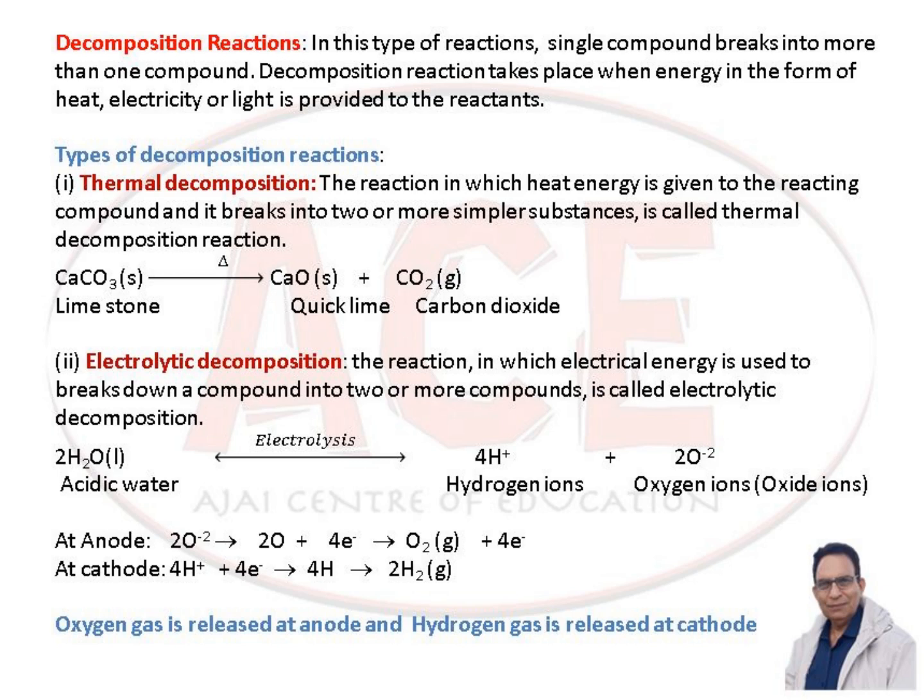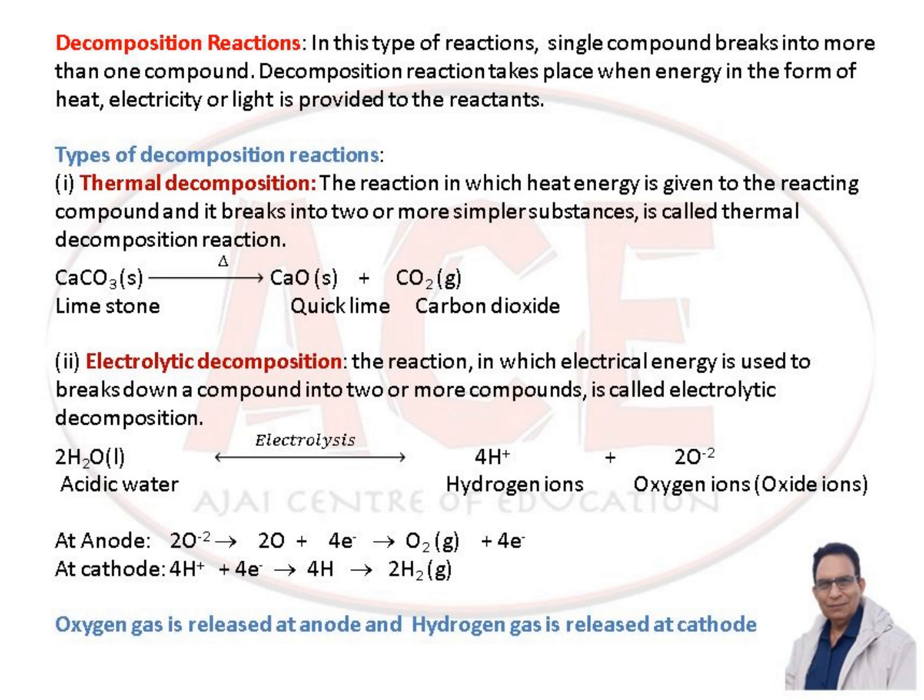Example: calcium carbonate CaCO3, which is limestone, on heating converts into CaO, that is quicklime, and carbon dioxide gas is released. Electrolytic decomposition, the reaction in which electric energy is used to break down a compound into two or more compounds, is called electrolytic decomposition. Example: acidic water on electrolysis gives oxygen and hydrogen.